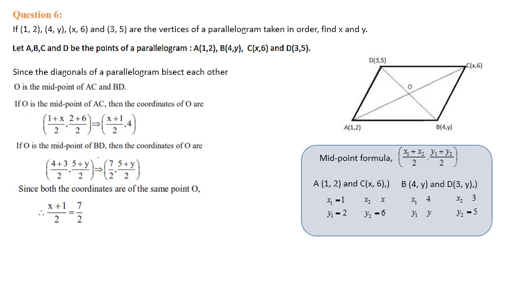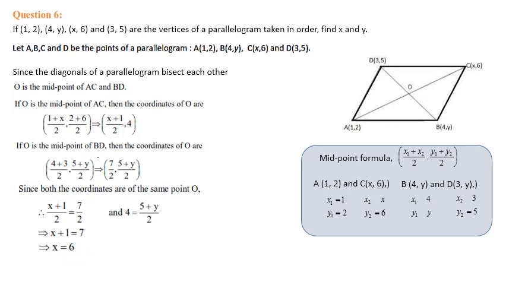So if you equate it, (x plus 1) by 2 equal to 7 by 2. Here 2 you can cancel, x plus 1 is equal to 7. Finally x is equal to, this 1 will come to the right side, 7 minus 1, that is equal to 6. Similarly, we can take the y values.